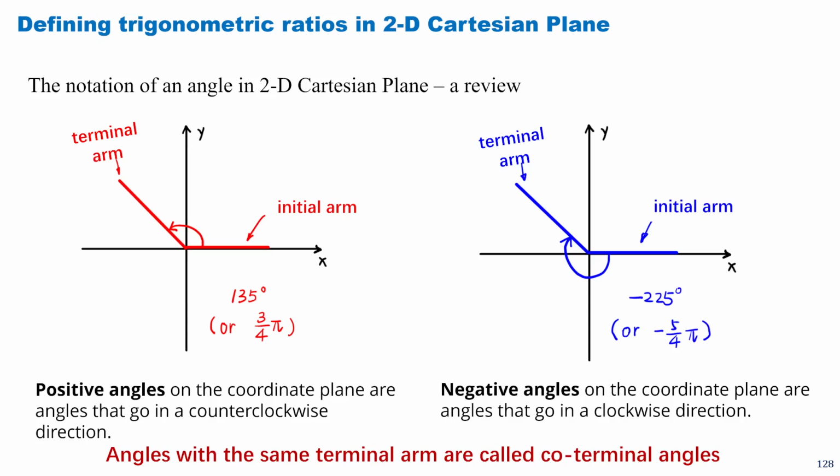And also, angles with the same terminal arm are called coterminal angles. For example, this angle could either be expressed as 135 degrees or 3/4 pi, or it could also be expressed as -225 degrees or -5/4 pi, right? And we can use, for example, 3/4 pi plus 2k pi to express all the angles with the same terminal arms here, where k belongs to the integer set, right?